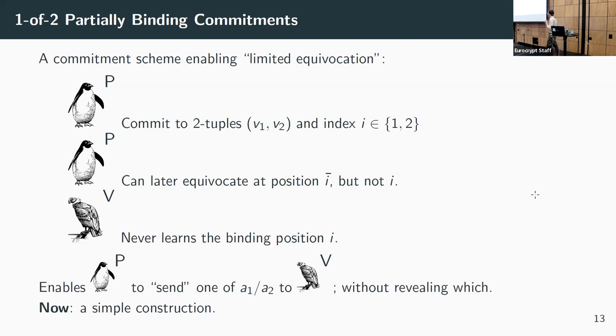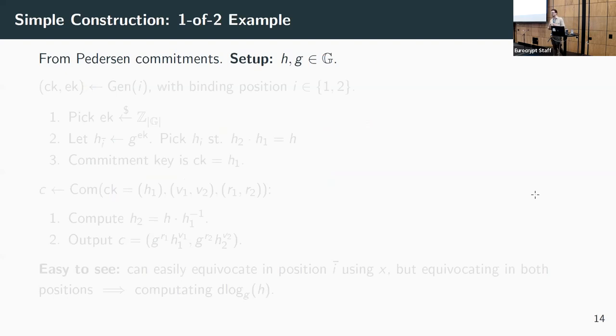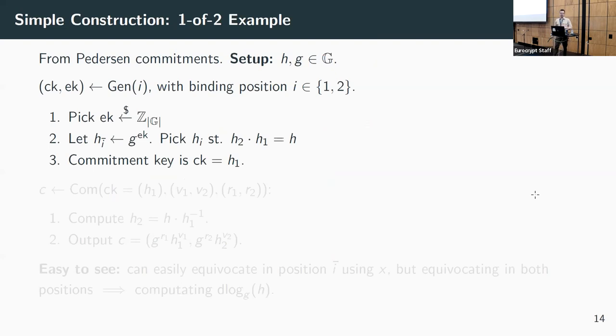And now I would like to give you a very simple construction. The construction that I'm going to give here is just from Pedersen commitments. In this case, you have some setup that's like two generators, where you don't know the discrete log between them. I'm going to generate a commitment key and an equivocation key. The commitment key is whatever you're going to use to commit, and the equivocation key will enable equivocating in one of the two positions.